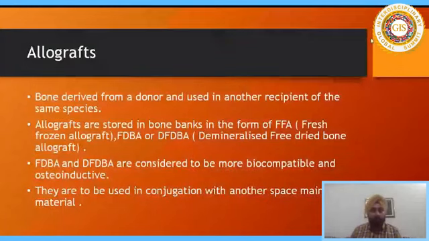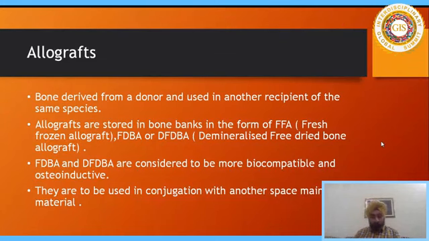Allograft: bone derived from a donor and used in another recipient of the same species. Allografts are stored in bone banks, like the Tata bank in India, in the form of fresh frozen allograft, FDBA or DFDBA. DFDBA is demineralized freeze-dried bone allograft. The FDBA and DFDBA are considered more biocompatible and osteoconductive, but they are to be used in conjunction with another space maintainer material.